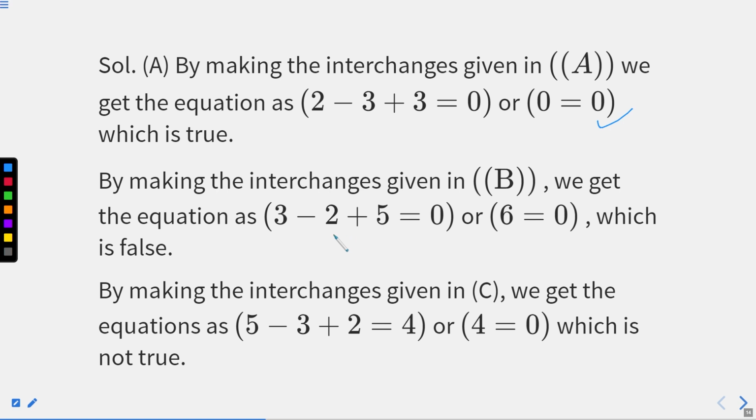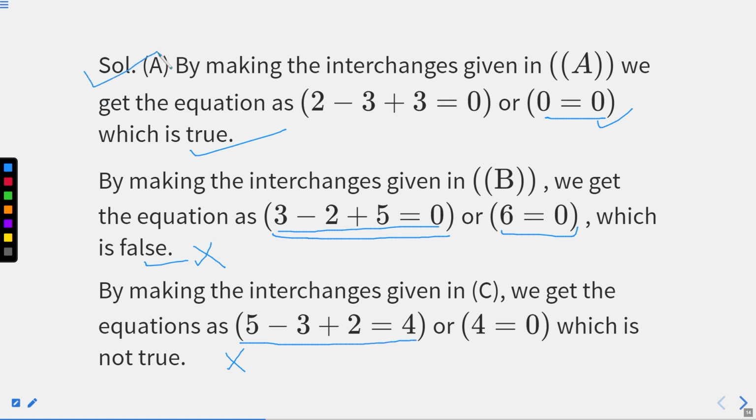Now for that particular thing, we have already re-revised the equation, and that is 6 is equal to 0, which is a false statement, right? So this is not true. Similarly, after solving the third part, we are getting 4 is equal to 0, which is again a not true or a false statement. So eventually we'll get A as our answer.